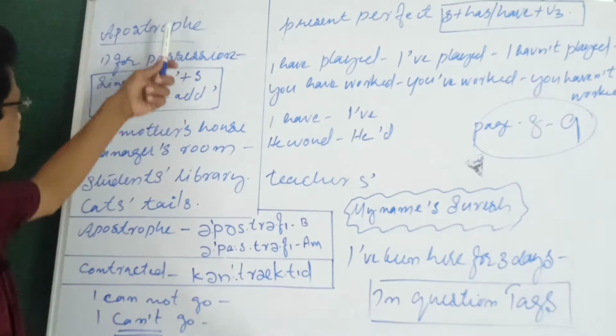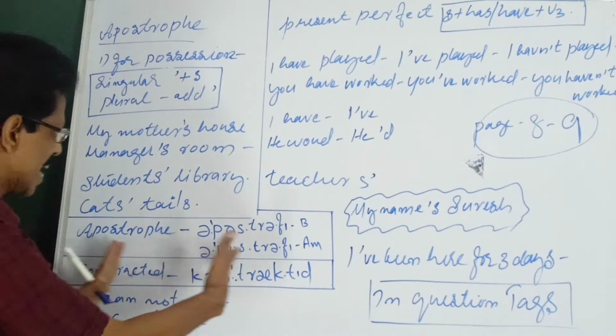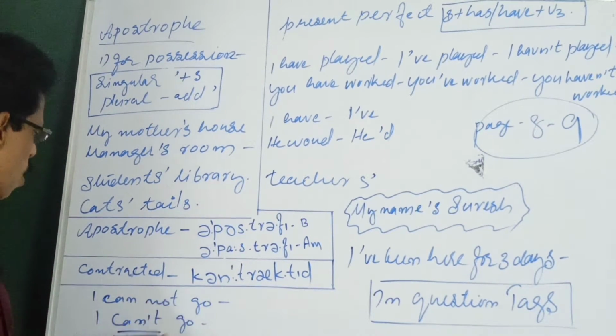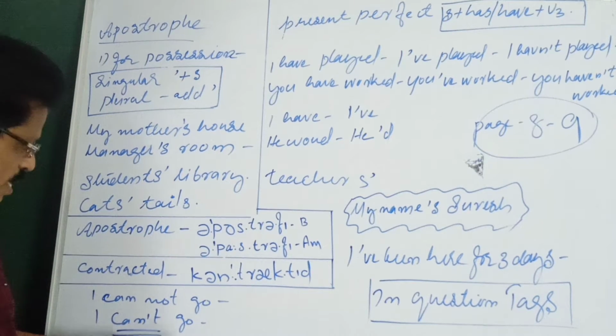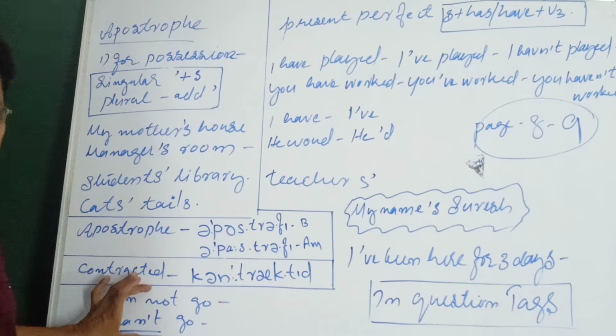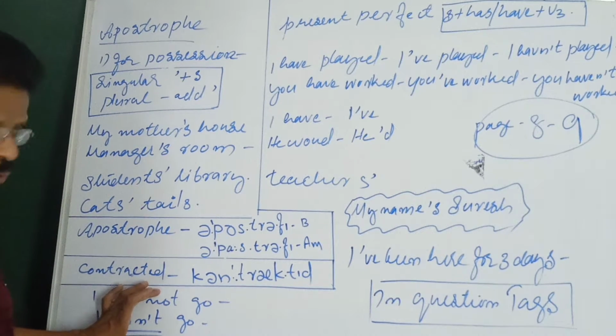So number 1 is for possession, then number 2 is for a contracted form. I can't go. In conversation, it is better that you use this short form or contracted form. Okay, short form.